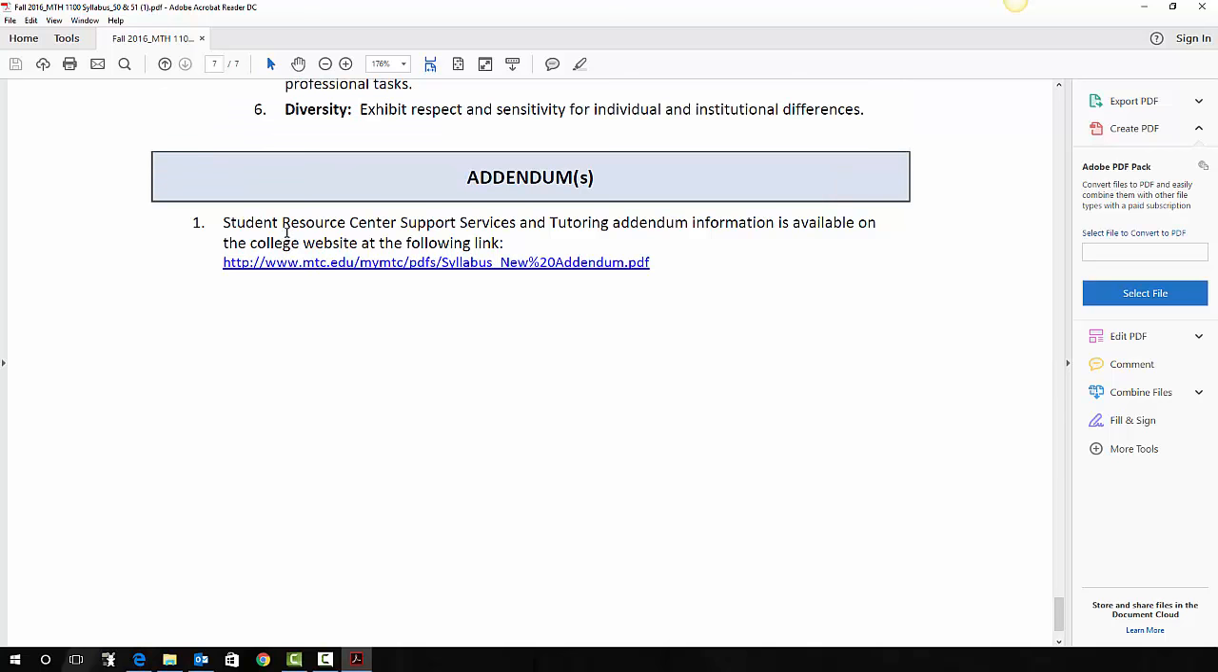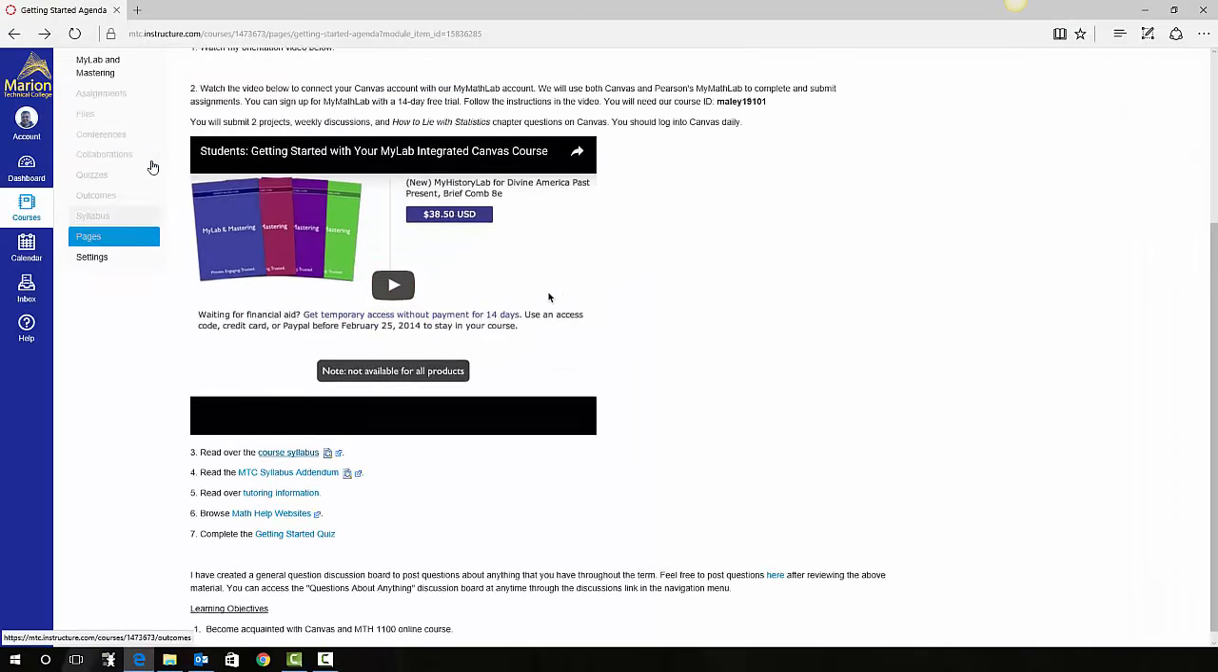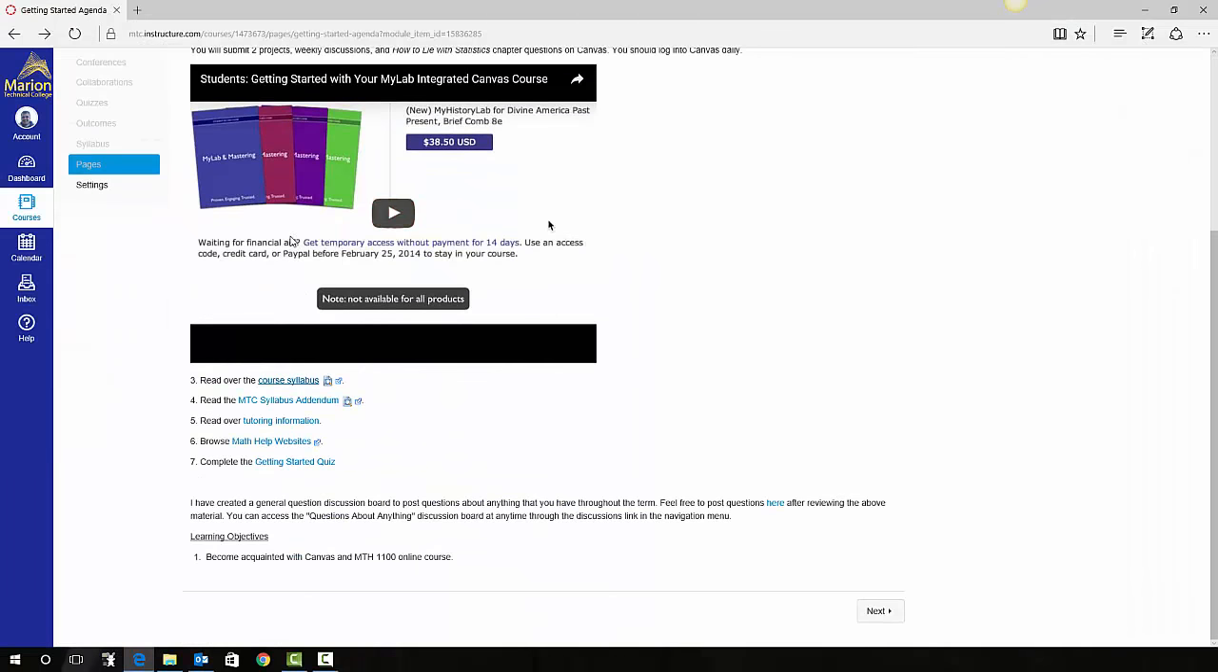Then the last thing here is the Student Resource Center addendum, just giving you further information. So you can click on that, or I actually provided you with a link of the file here on number 4. So you can just click on that and read this over.